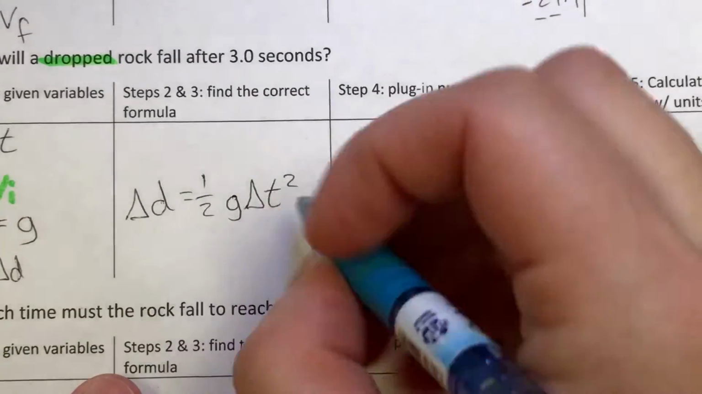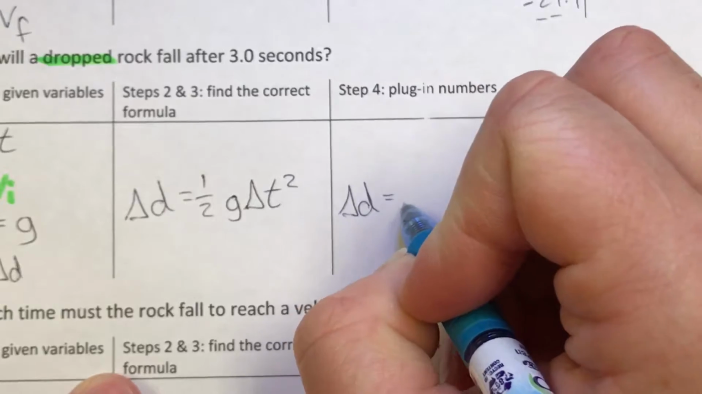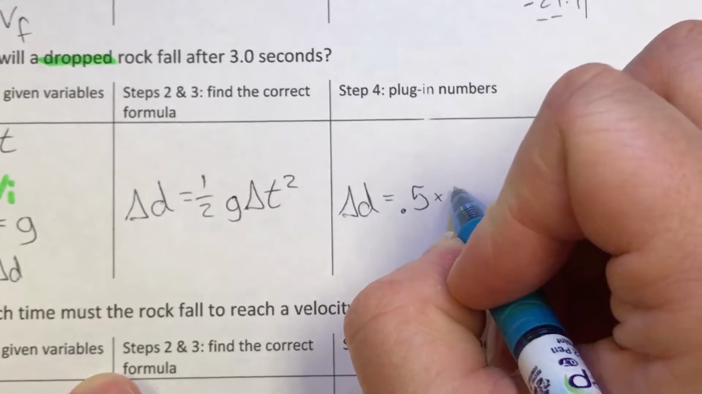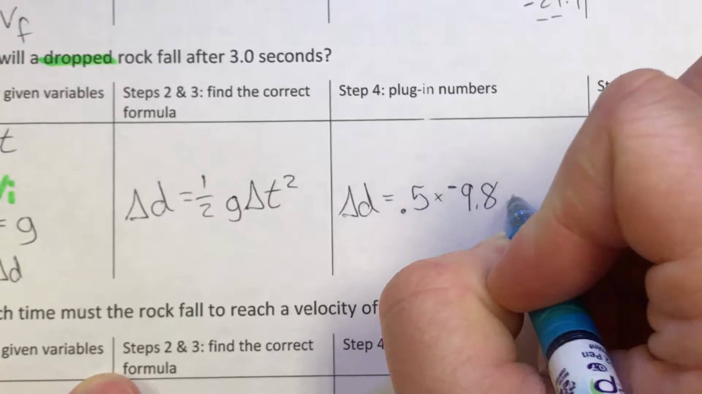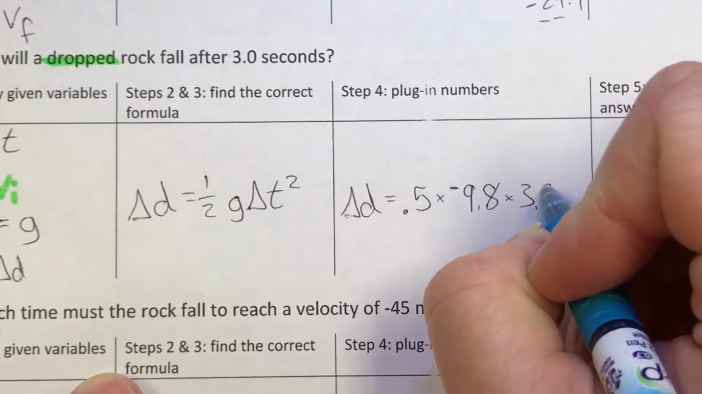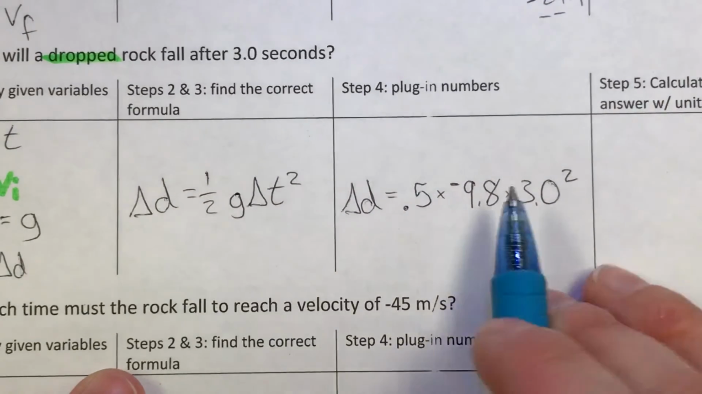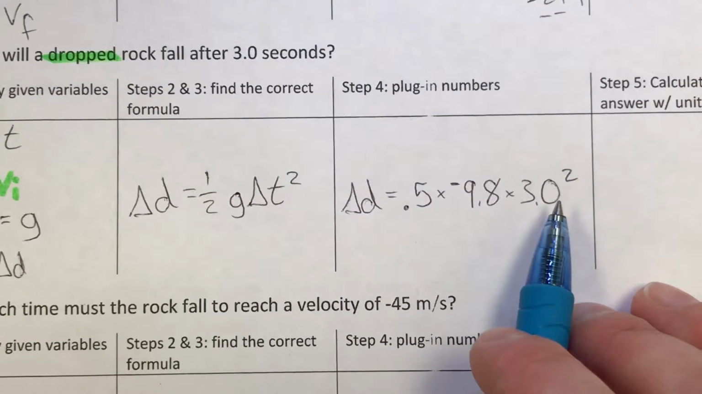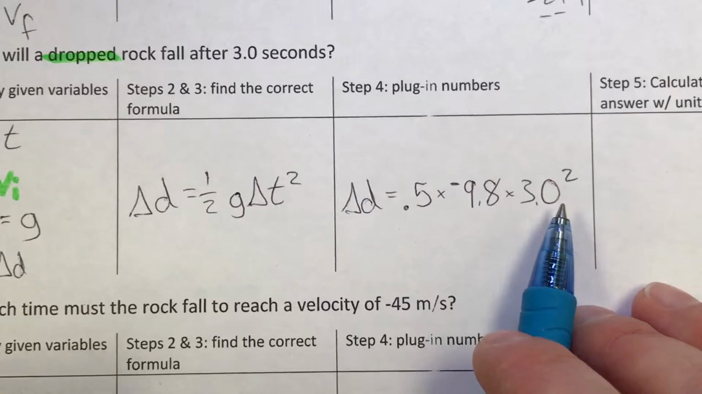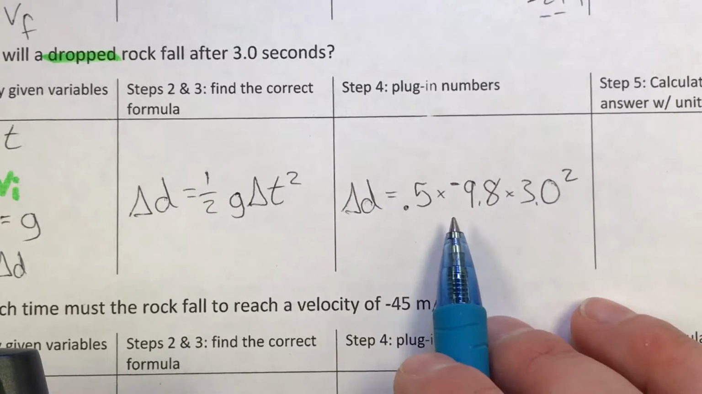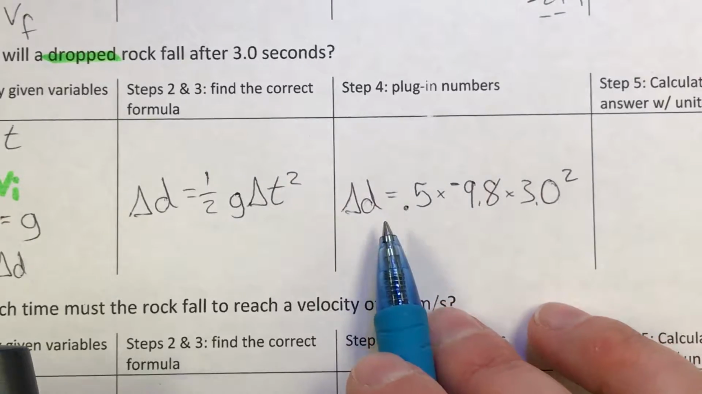Okay, plugging in our numbers, delta d. The 1/2, put 0.5 in your calculator. Then we're going to multiply negative 9.8 for gravity, multiply 3.0 for time, and then square it. Now, order of operations, that square must happen first. Okay, so if you're going to do this piece by piece, you need to square that. 3 squared is 9, then multiply by the 9.8 and multiply by the 0.5.